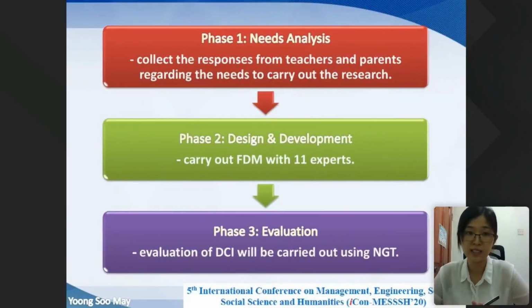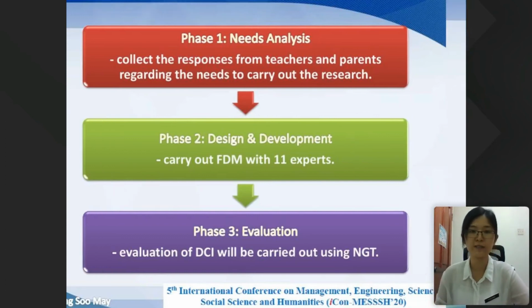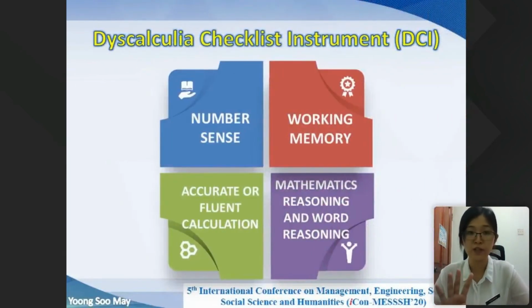During Phase 1 needs analysis, the researcher will collect responses from teachers and parents regarding the needs to carry out the research. During Phase 2 design and development, the Fuzzy-Delphi method will be carried out with 11 experts. During Phase 3, evaluation of the Dyscalculia checklist instrument will be carried out using nominal group technique. There are 4 main constructs in the Dyscalculia checklist instrument, namely number sense, working memory, accurate or fluent calculation, and mathematics reasoning and word reasoning.